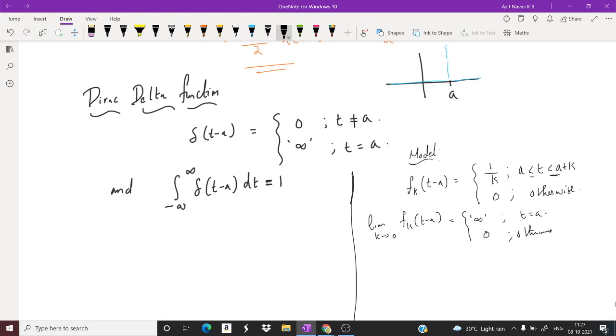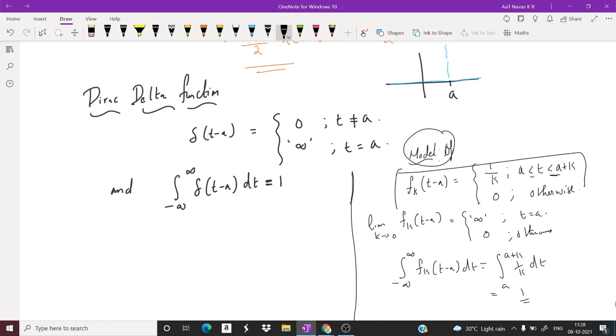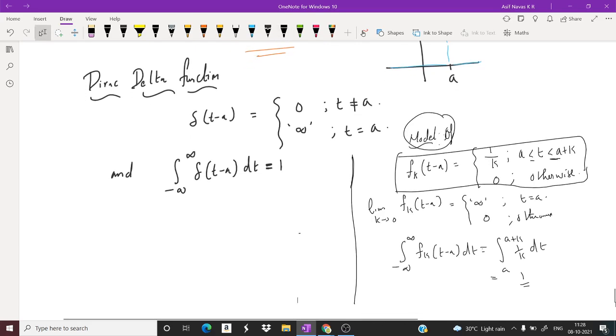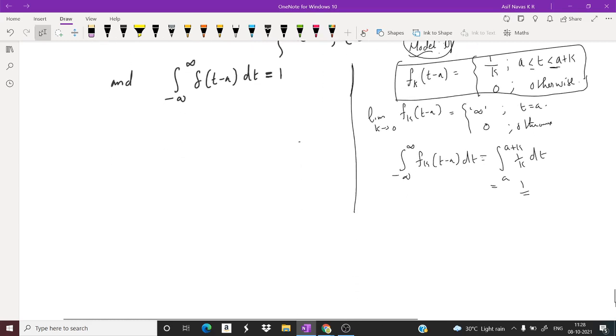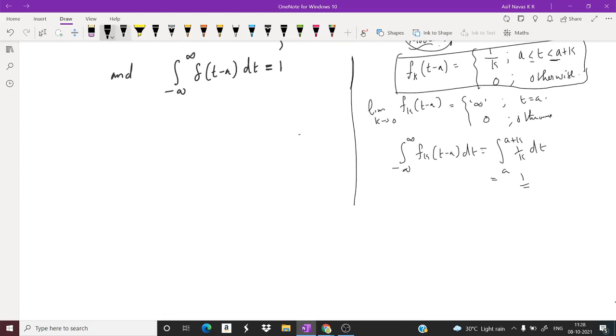the delta function. Similarly, if I integrate from minus infinity to infinity f_k of t minus a dt, it is equal to the integral from a to a plus k of 1 by k dt. So this is actually equal to 1. So this is a model function of the Dirac delta function. When k tends to 0, this function is actually the Dirac delta function. Now we will find the Laplace transform of the Dirac delta function. There are many applications in physics and engineering with the Dirac delta function, so there are many physical significances.